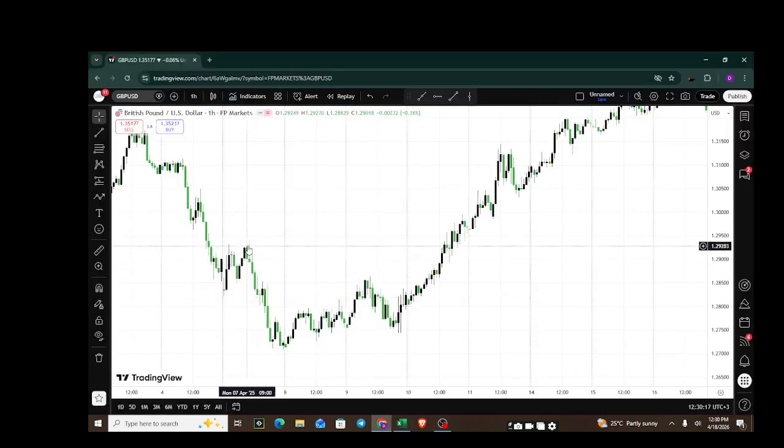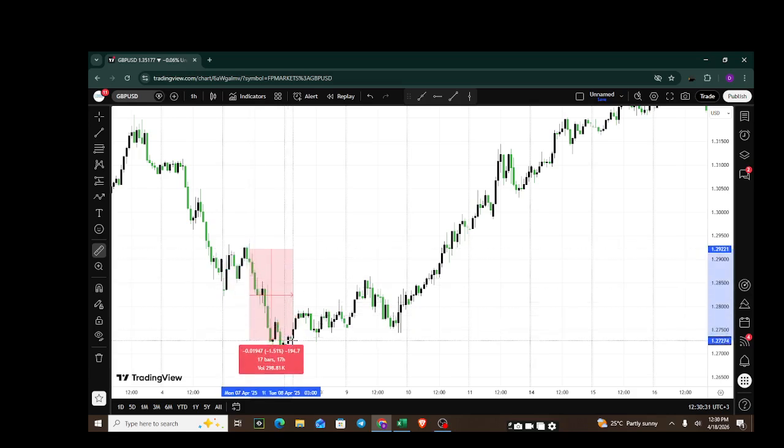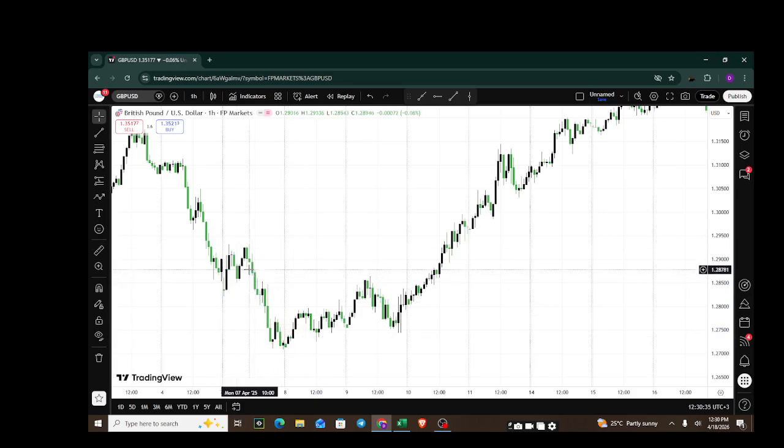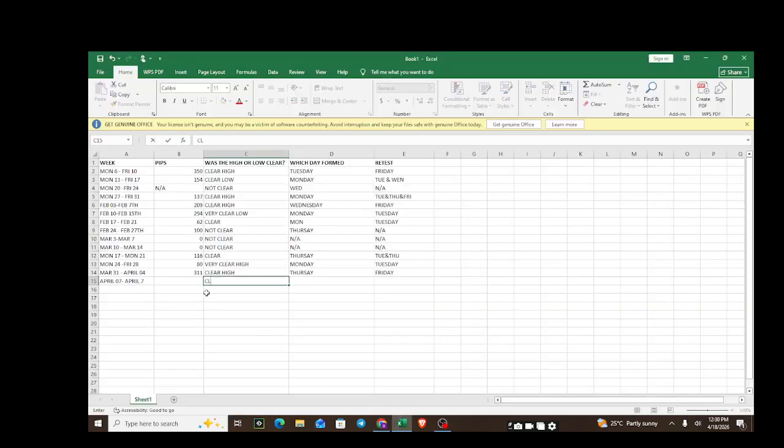Well, this looks like a clean high because the week opened with a very clean buy, which we call a Judas swing or a fake move. So this fake move gave us at least 200 pips during the kill zone session. So we went at least, it was a clear high.